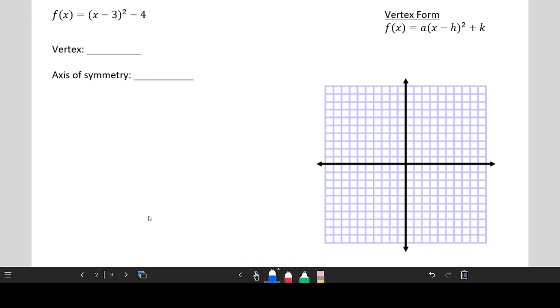So here's our first example. We have (x minus 3) squared minus 4. So if we think of this as a transformation of y equals x squared, we've shifted 3 units to the right and 4 units down. So since the vertex was at the origin for y equals x squared, now it's going to come 3 units right and 4 units down, and it's going to be at (3, negative 4).